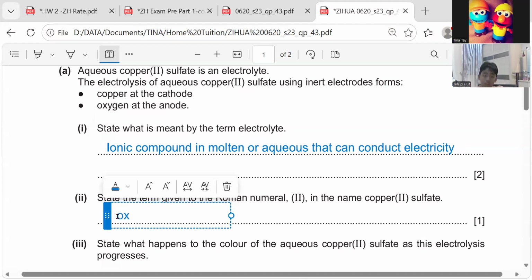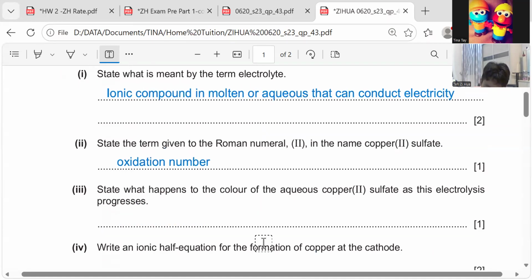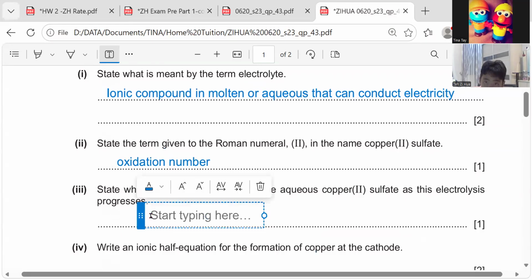This one is oxidation number. Copy down first. Oxidation number. Blue color fades to colorless. Can. Blue to colorless, or blue solution fades. Blue solution turns colorless.